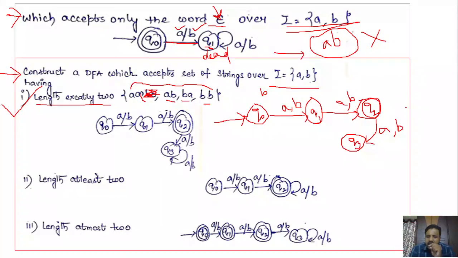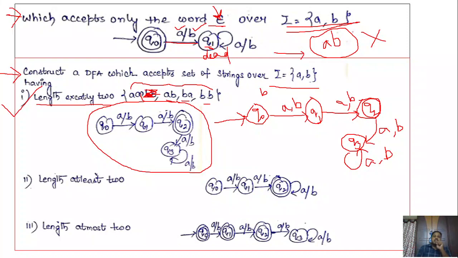If the string's length is greater than 2, then from state q2, if you get a third character, either a or b, we have to go to the state q3, which is the dead state. Dead state means in q3, if you get either a or b, it must stay in the same state, and the string must be rejected.